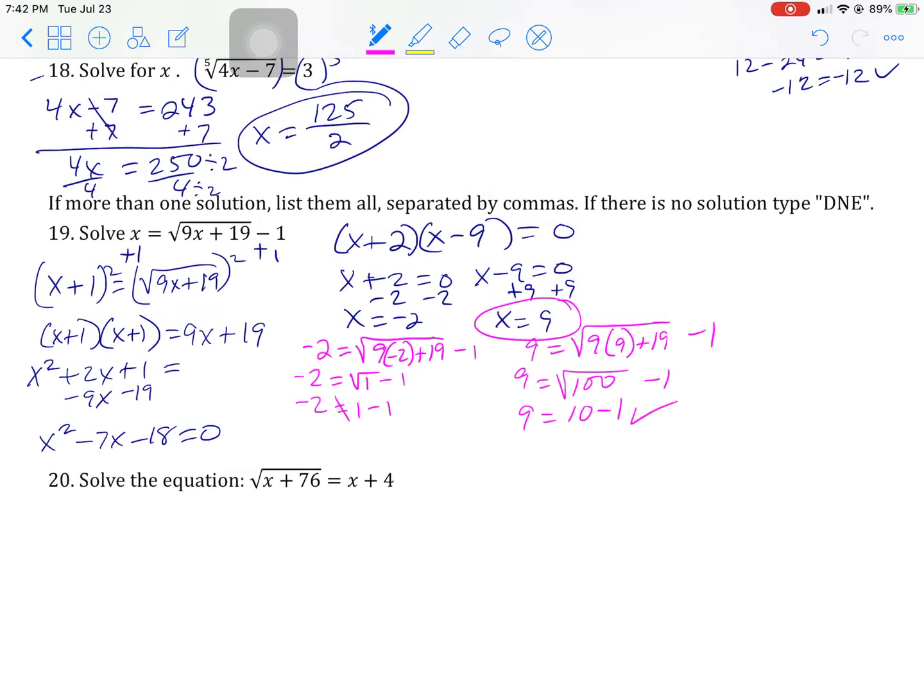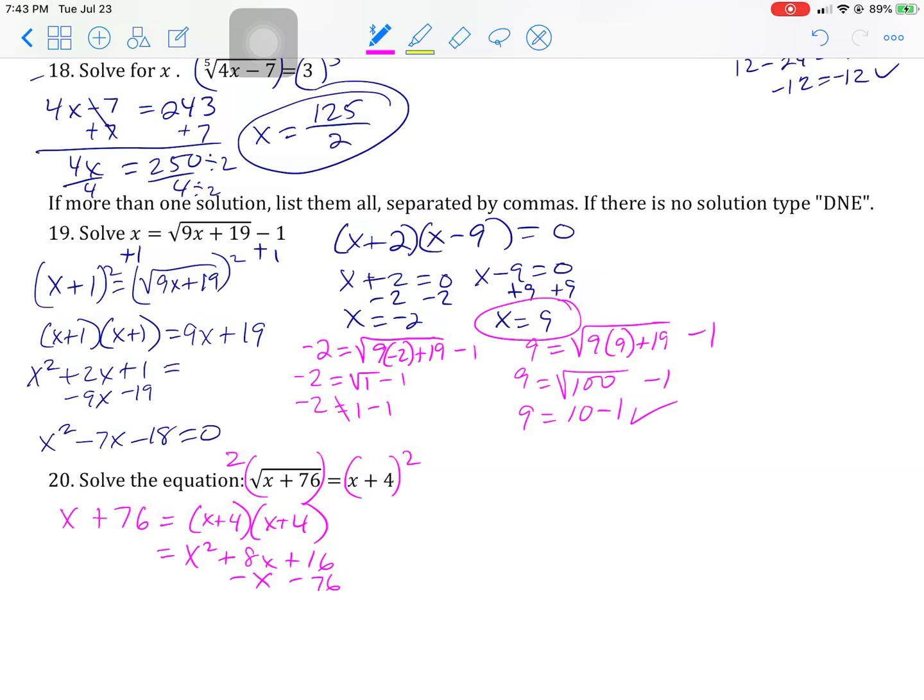Okay? All right, this one is already alone on one side. This is just another extra one of these. So let's see. X plus 76, I am running out of steam, sorry. 6 equals x plus 4, x plus 4, x squared plus 8x plus 16, right? And then minus x and minus 76.